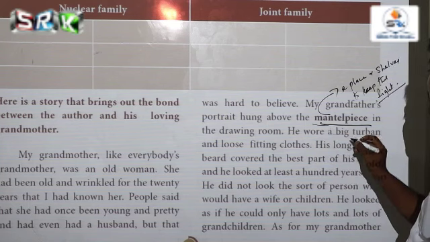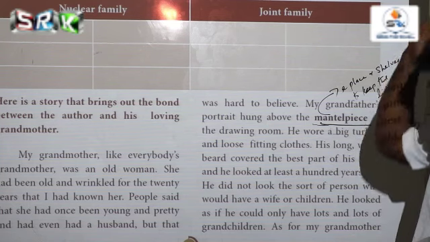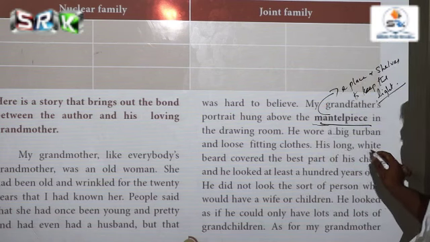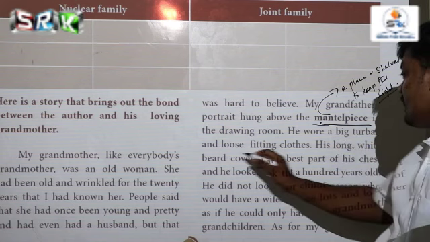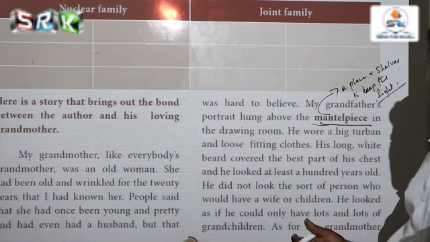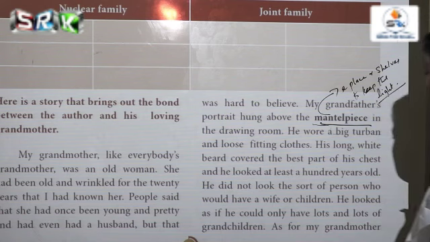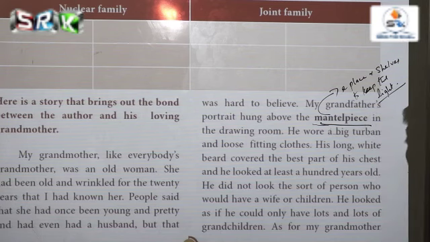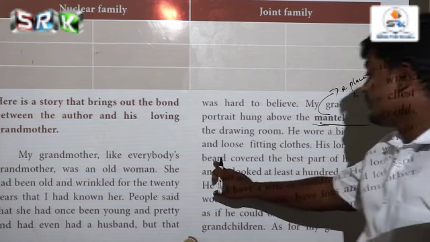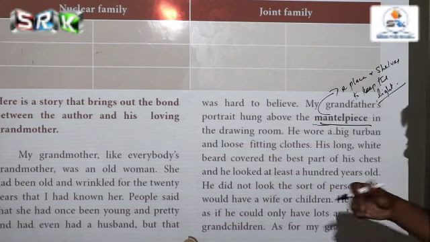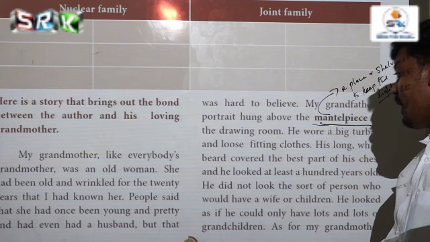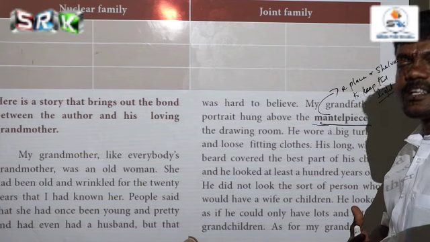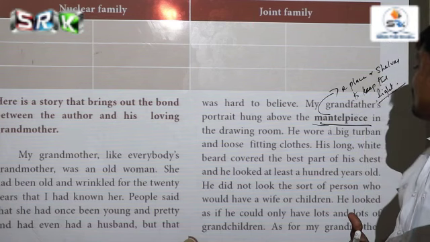He wore a big turban. Turban means a cloth which we used to roll on our head. He is long, white, and he wore a big turban and loose fitting clothes. Usually old people will be wearing loose fitting clothes. They won't wear tight clothes like us. His long white beard covered the best part of his chest. See, his long white beard covered the best part of his chest. Up to this, his grandfather is having the beard. That is the description he is giving.